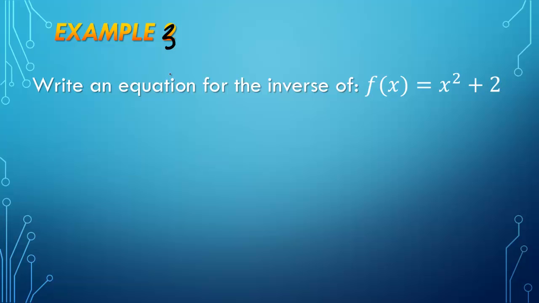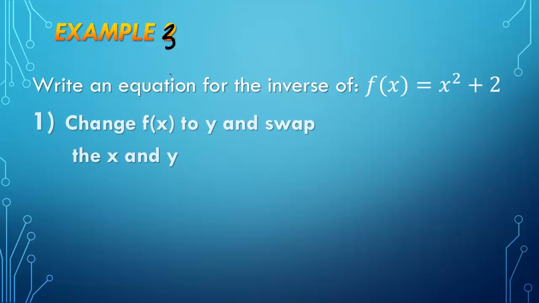Write an equation for the inverse of f of x equals x squared plus 2. Again, change the f of x to y. So y equals x squared plus 2. And we're going to swap the x and the y. They're just changing places, that's all. Which gives you x equals y squared plus 2. So notice my exponent didn't go with it. Just like in the last problem, the square root symbol didn't go with it. The squared symbol doesn't go with it.